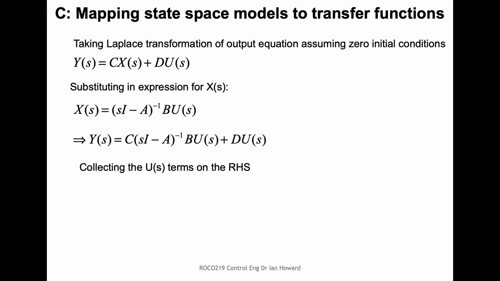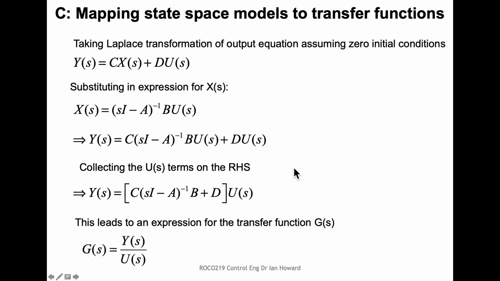Now again, we just have to collect up terms in U(s), because it's the ratio of Y(s) and U(s) that we care about. So we collect up the terms, and we can factorise that out quite easily. This is the first term here, which is this bit up to the U(s), and the D goes here. And then all we need to do is calculate Y(s) divided by U(s), so we divide both sides by U(s). Right? And there we have the expression for the transfer function.